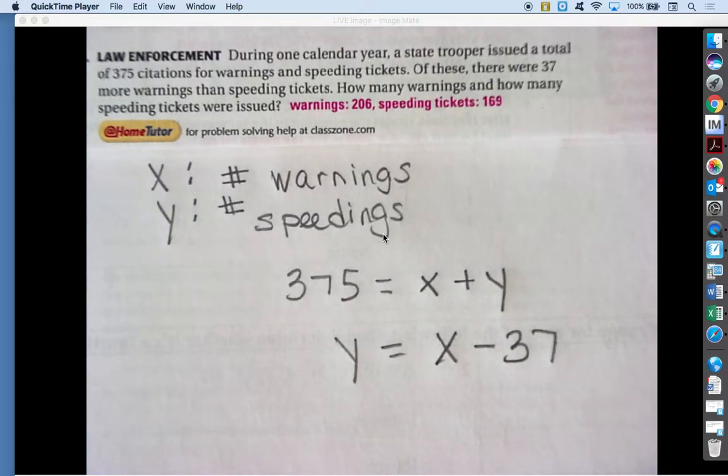Right. So that means the speeding tickets is the y. So if there are more warnings than there are speeding tickets, that means the number of speeding tickets has to be less 37 compared to the warnings. There's another way that you could also think about it. Virginia, how'd you think about it?